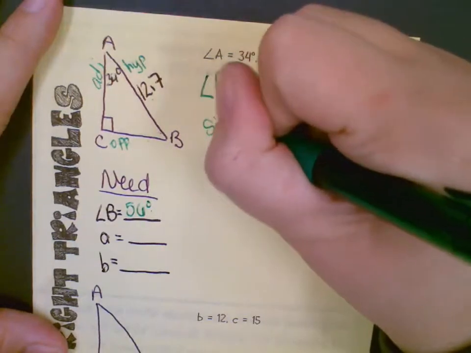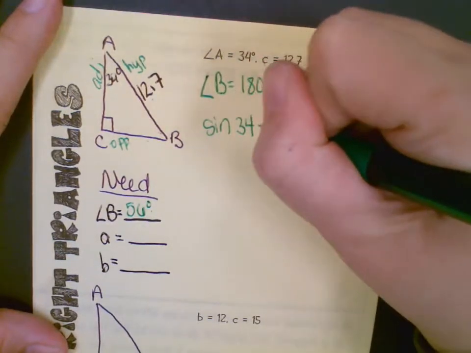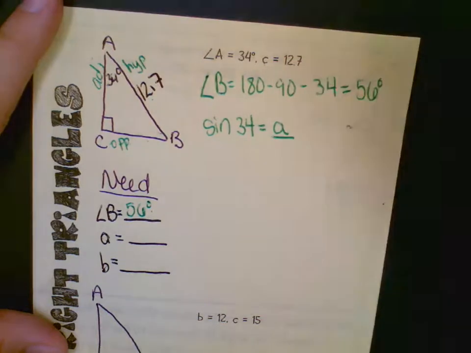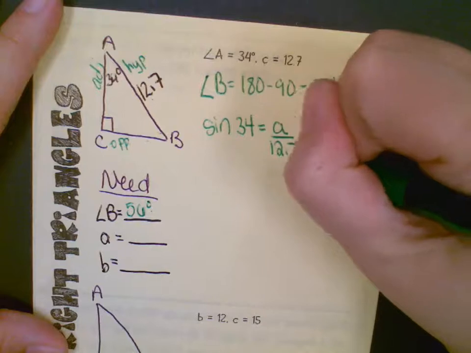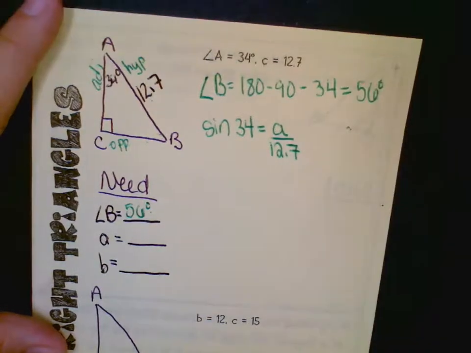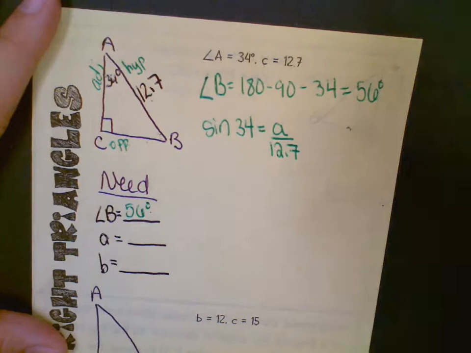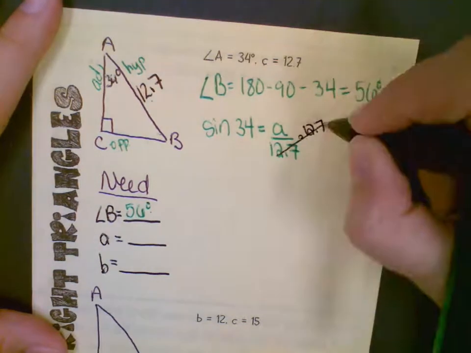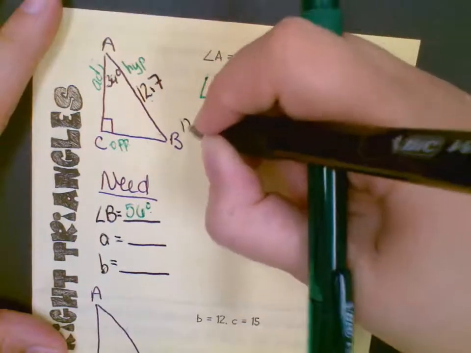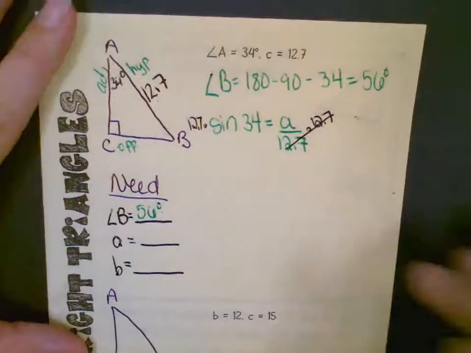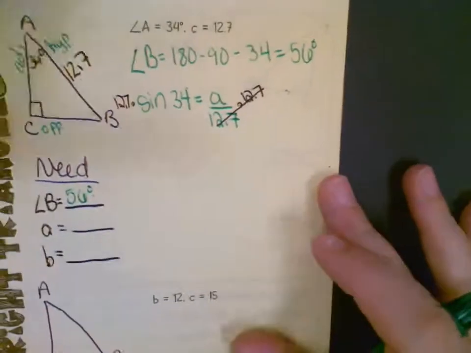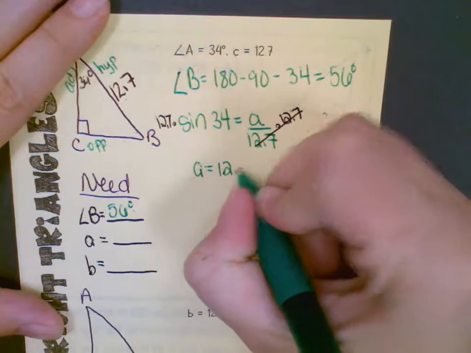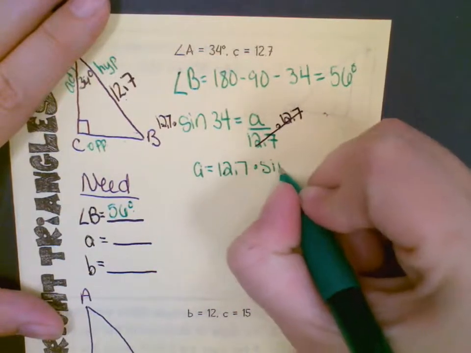So we write our equation: sine of 34 equals the opposite side, which I'm going to put as a, because that's what we need to find, over the hypotenuse of 12.7. If you remember how to solve these kinds of equations, we just multiply both sides by the denominator to get that to cancel out. So then we would have that a is equal to 12.7 times the sine of 34.